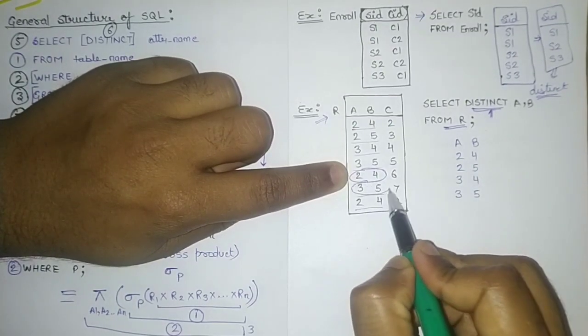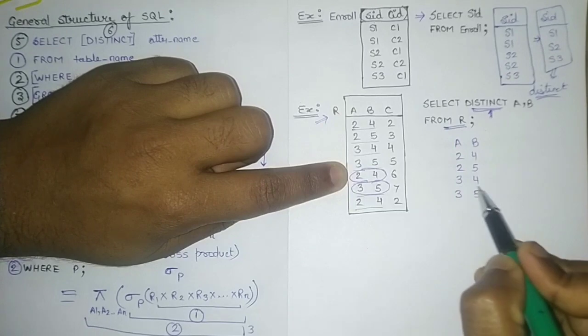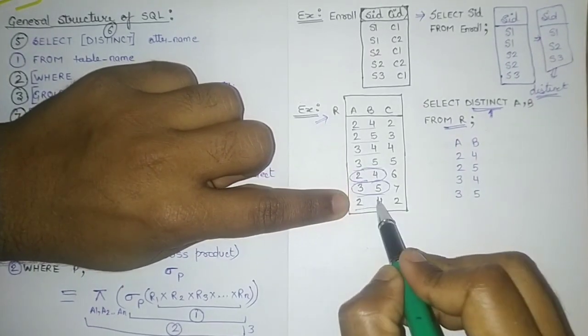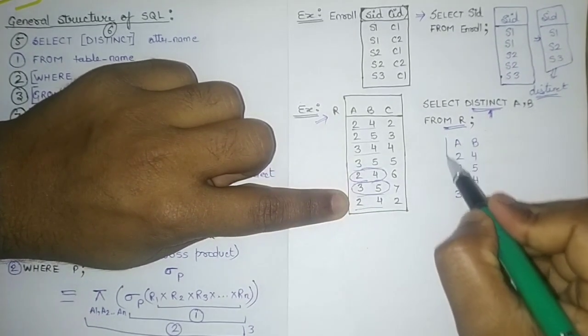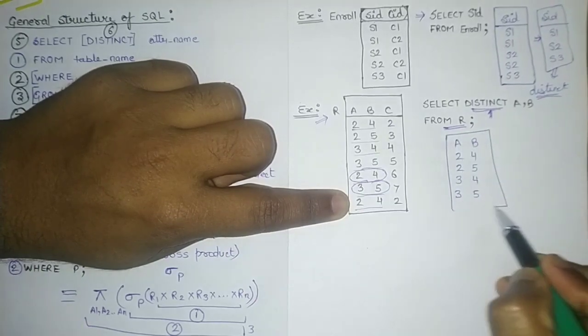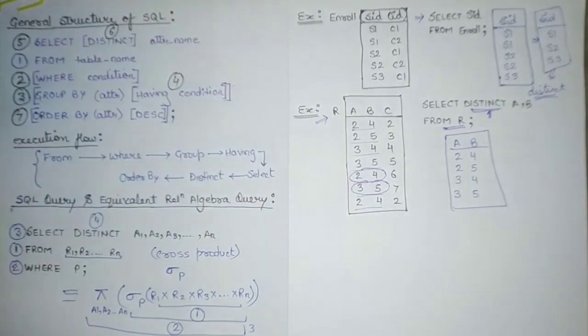Now next is 3 5. You can see that 3 5 is also covered, so we cannot take this. Next is 2 4. 2 4 is also covered. So what will be the output? This will be the output of this particular query.